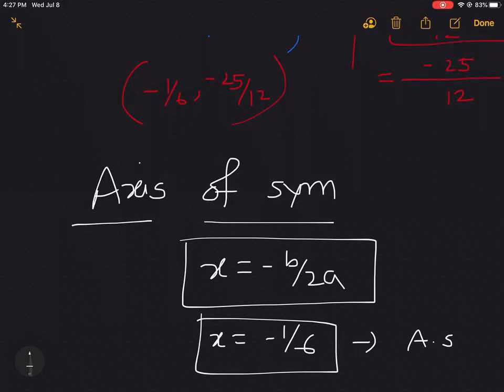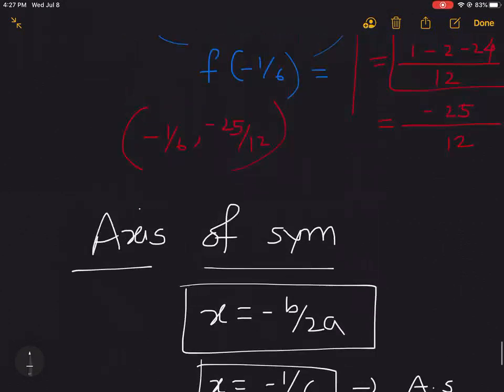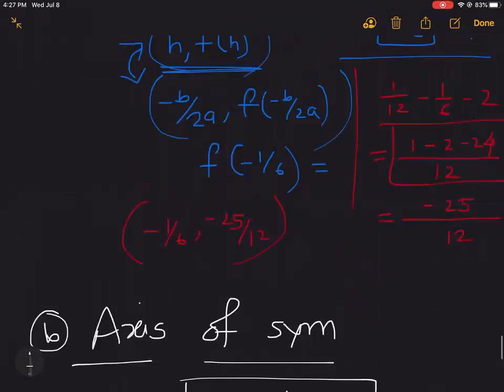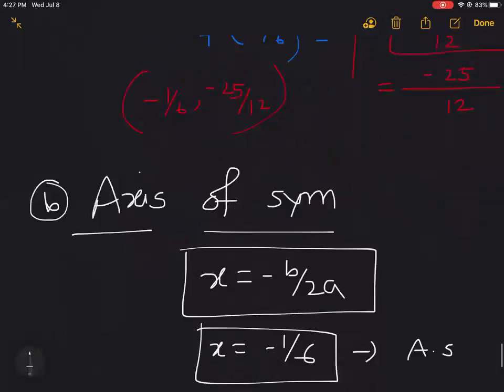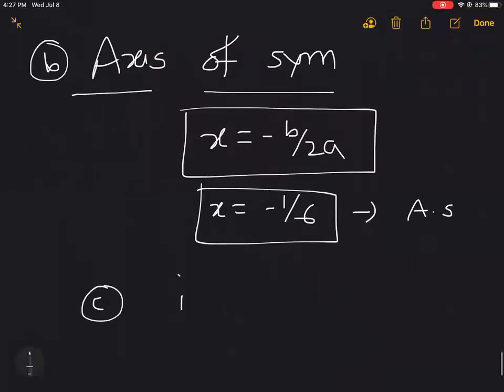Okay, next. What else could you do from this? Yeah, obviously you can go for the intercepts. That should be a good idea. So this could be part B, this could be part A. Okay, so part C could be intercepts.